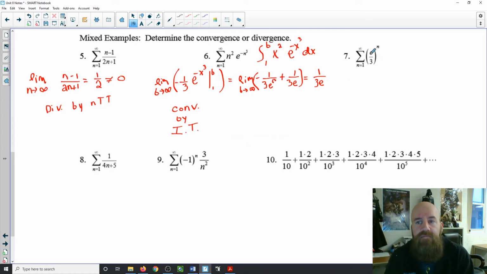Looking at number 7, we should recognize that this is a geometric series because we have a number raised to the power of n. So our r is e to the third, or e divided by 3. So e divided by 3 is less than 1. So we know this series converges by the geometric series test.